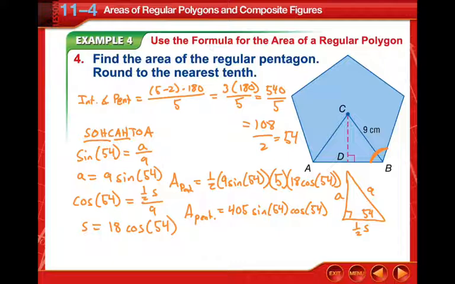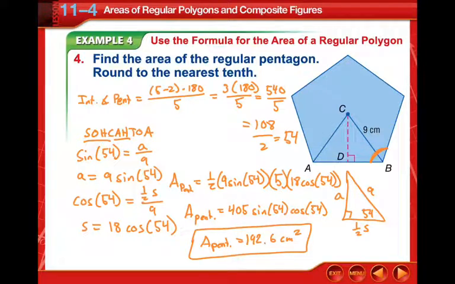Whatever calculator you use, make sure that the mode is in degrees. If it's in radians, you're going to get the wrong answer, and then I can't help you there. It depends on the calculator you're using too. Various calculators have various ways to do that. So rounding to the nearest tenth, we get our final answer of 192.6 square centimeters.